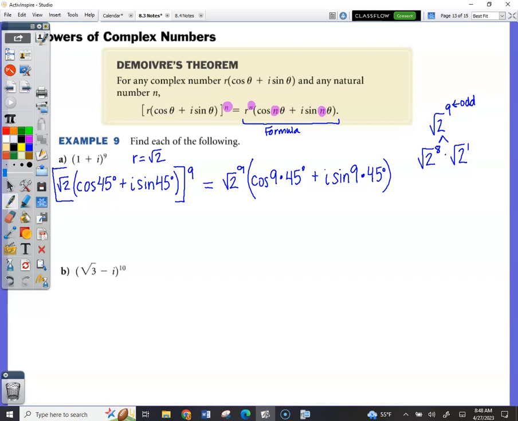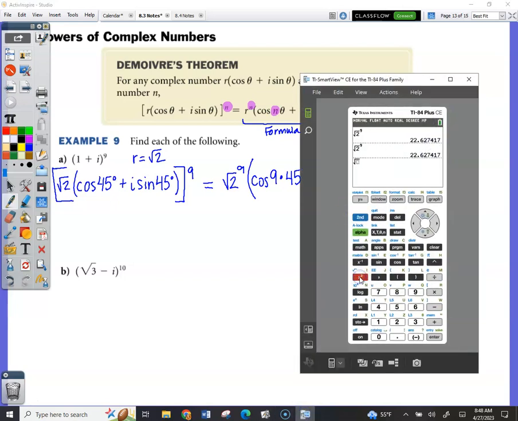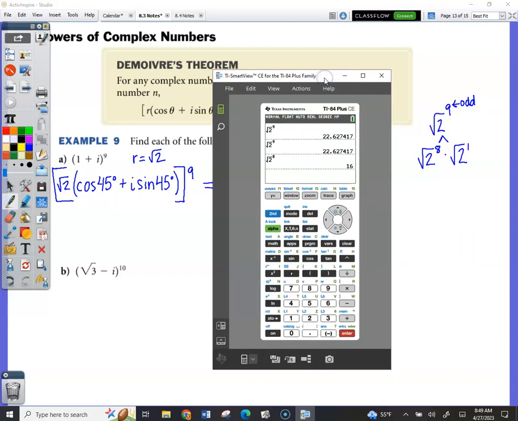And then type in your calculator square root 2 caret 8. And it's pretty. And then just don't forget that there's a square root of 2 after it that we didn't deal with, right? Right here. That's square root of 2. So the square root of 2 to the ninth power becomes 16 root 2.